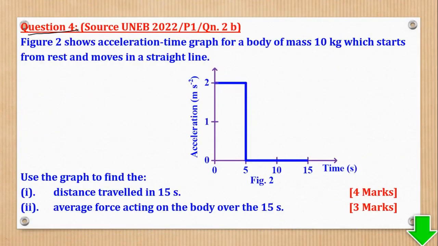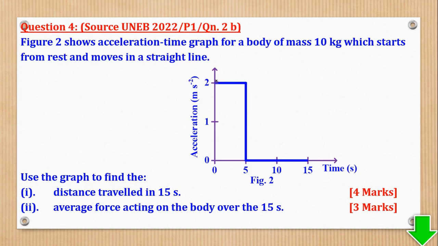So now we shall go to question 4, which came from UACE of 2022, that is last year, paper 1, question 2b, and it says, figure 2 shows an acceleration-time graph for a body of mass 10 kilograms, which starts from rest and moves in a straight line. Use the graph to find Roman 1, the distance traveled in 15 seconds, and Roman 2, the average force acting on the body over the 15 seconds.